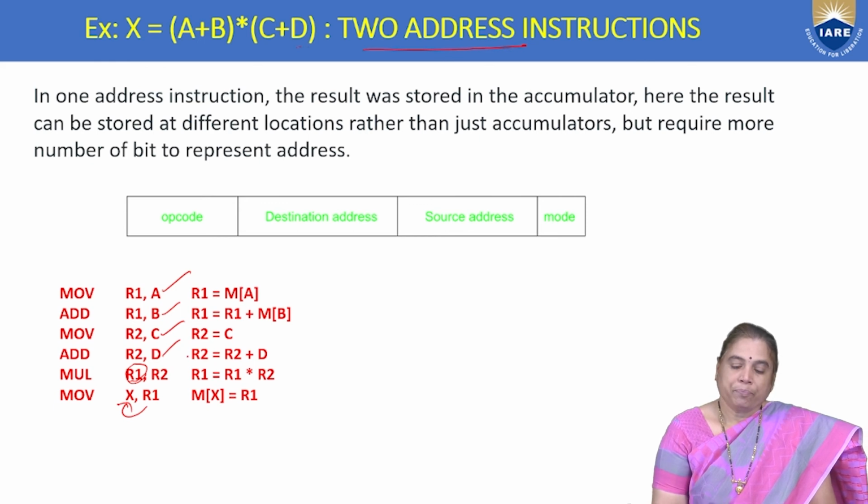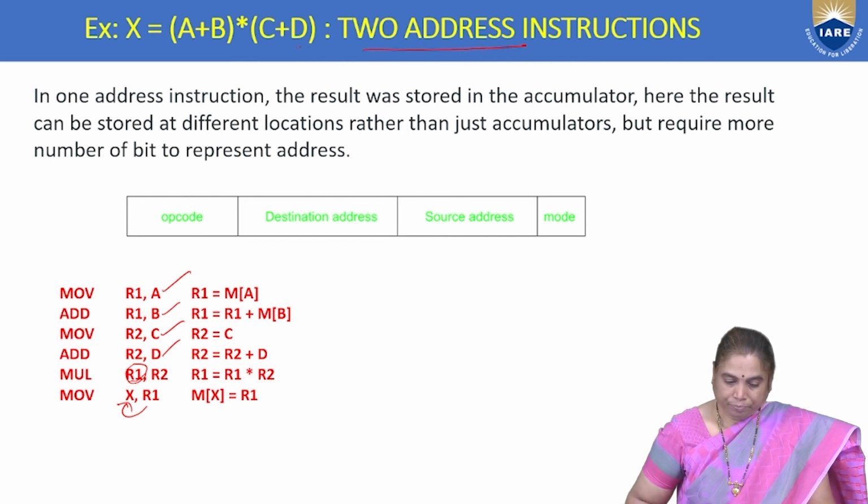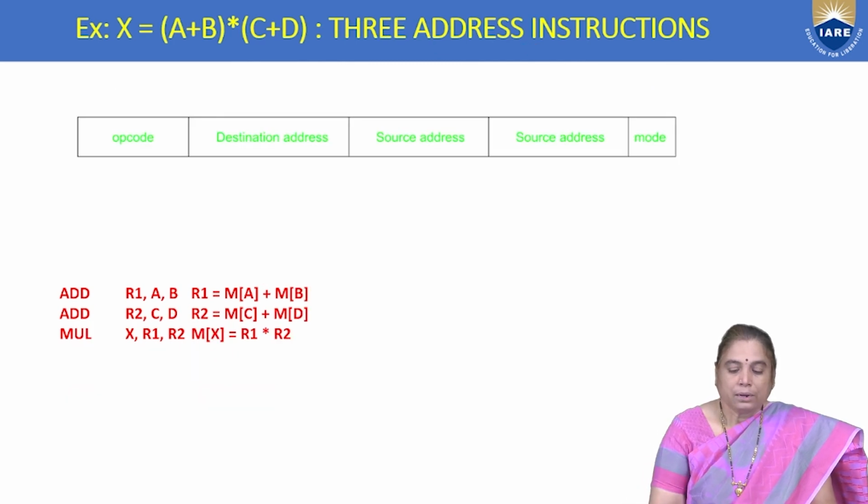In this way, the two address instructions can be used in expression evaluation. Next is three address instructions. In the three address instructions, there is a facility to specify three explicit addresses. So how can this same expression be evaluated with the three address instructions?